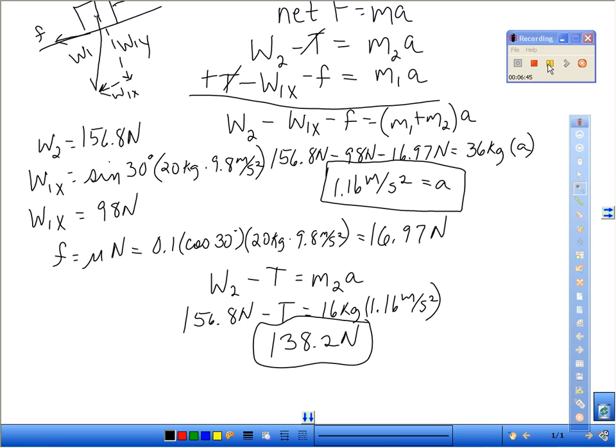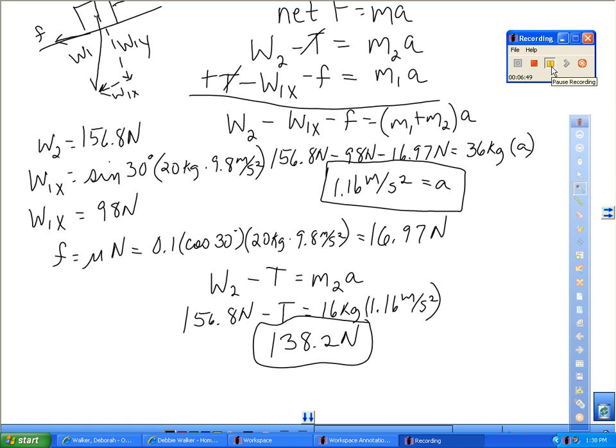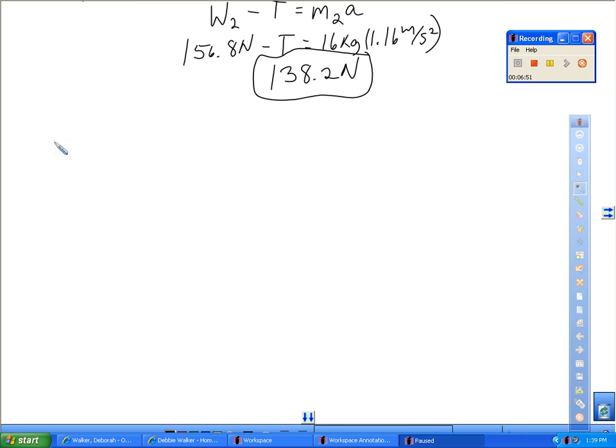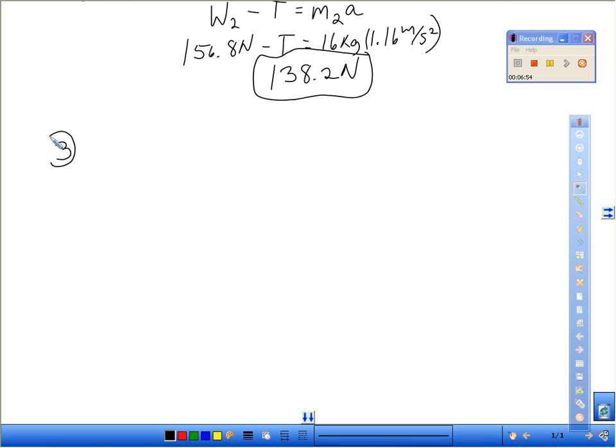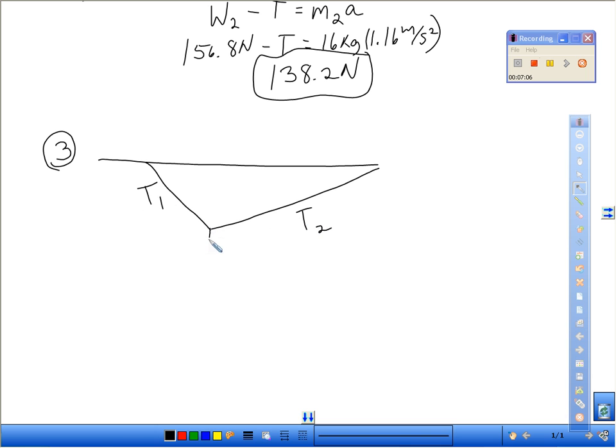I'm going to stop there and pick up some papers, and I'll come back and we'll do, okay, number 3 is next. And I have 2 ropes, T1 and T2. Attach these ropes to a mass. I'm going to let it be a traffic light. The mass is 6.5 kilograms.